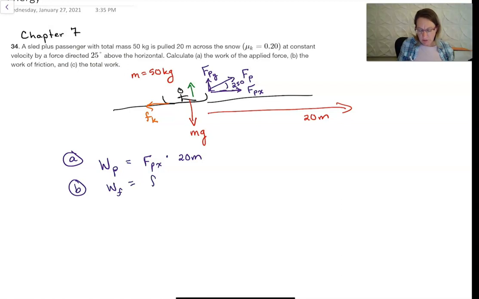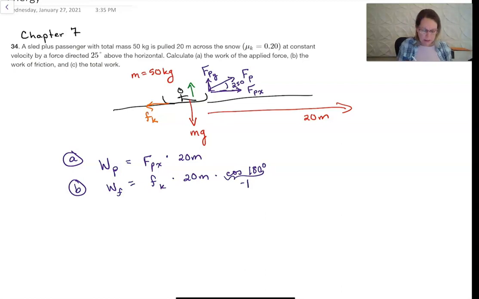The work of friction, so B is going to be the work of friction. So that would be the force of friction times the 20 meters, but that would be in the negative direction because friction is opposing this. The angle, if you like, it's friction times the displacement times the cosine of the angle between friction and the displacement, which would be 180 degrees, which is equal to -1.